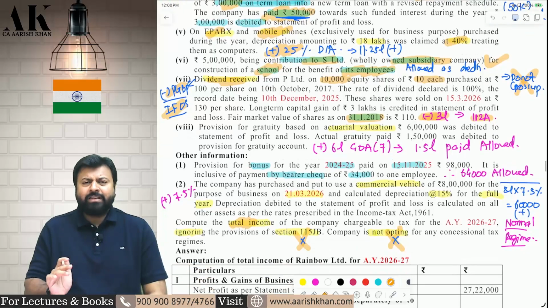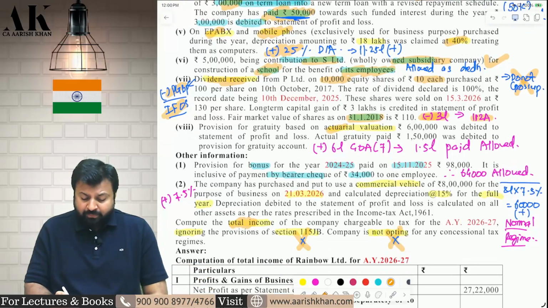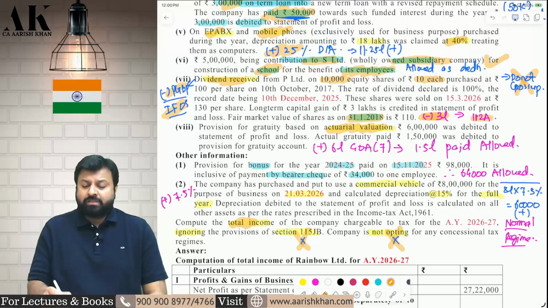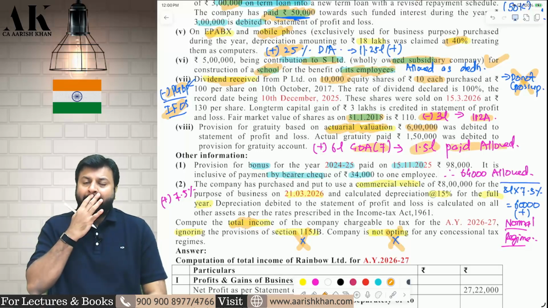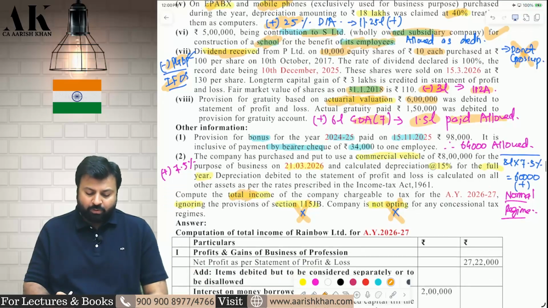Next one, very, very simple adjustment. There is a provision for gratuity as per actuary. So, the provision for gratuity as per actuary of 6 lakh rupees will be disallowed under 40A(7), and whatever you have actually paid will be allowed. So, actual paid will be allowed and actuary provision will be disallowed over here.